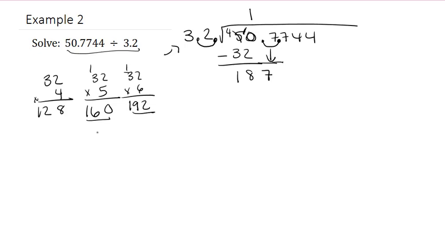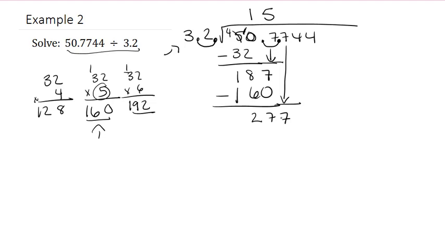So let's go with the 5. Because 192 is larger than 187. So we need to take this 5. So I'll put a 5 right there. So 32 times 5 is 160. Now we'll subtract. 7 minus 0 is 7. 8 minus 6 is 2. Then the next step will be to bring down the next 7. So now we have 32 going into 277.